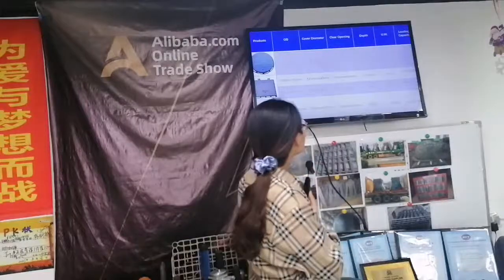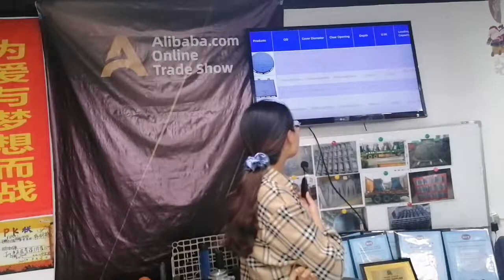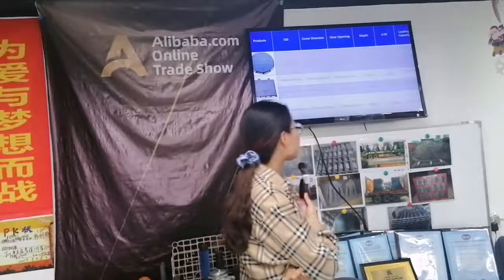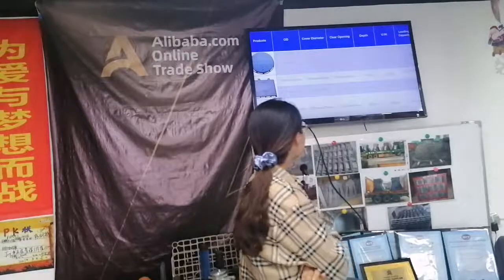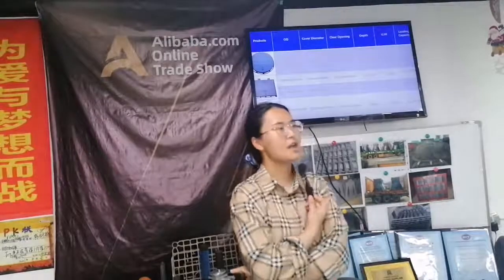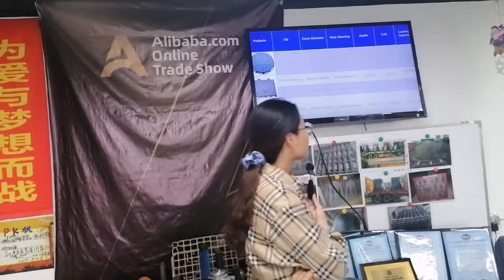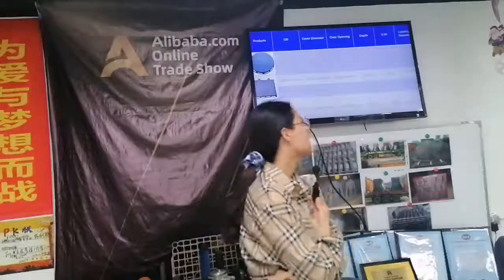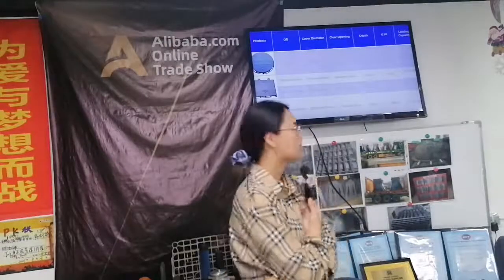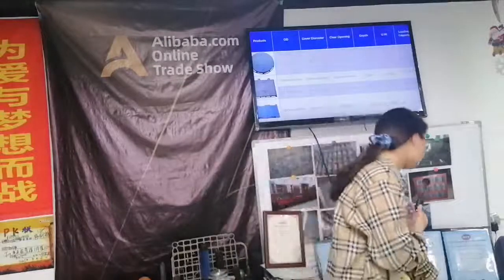For this one, the length is 1,390 millimeter. The width is 860 millimeter. The depth is 150 millimeter. The unit weight is about 430 kilograms.